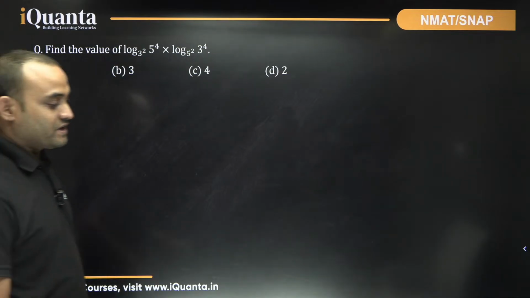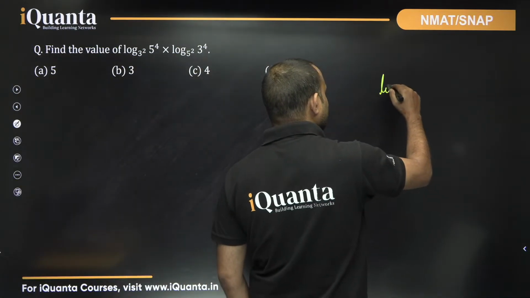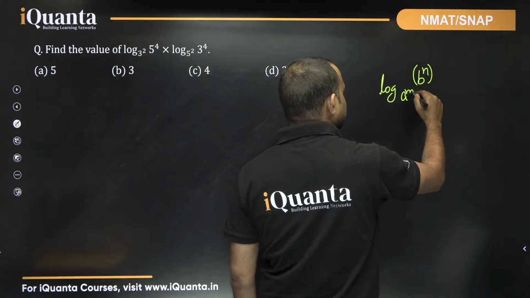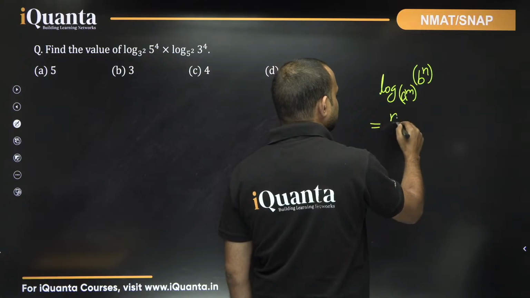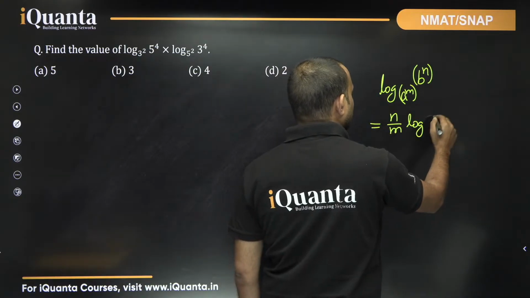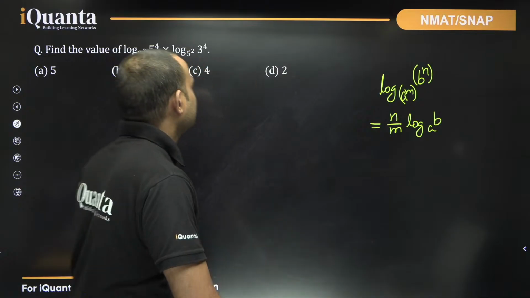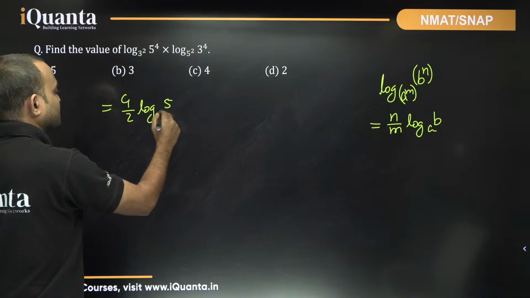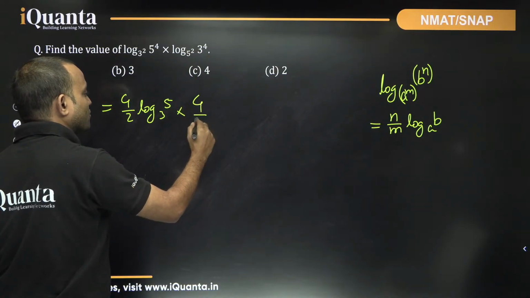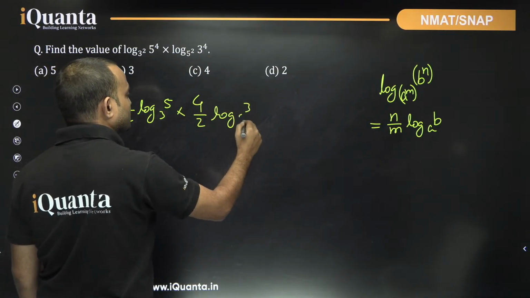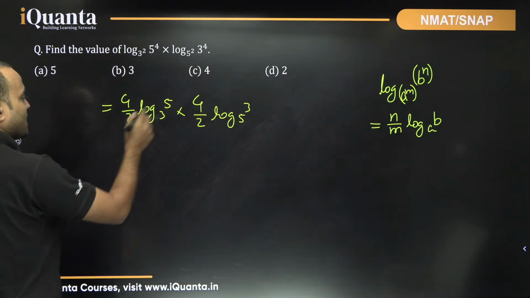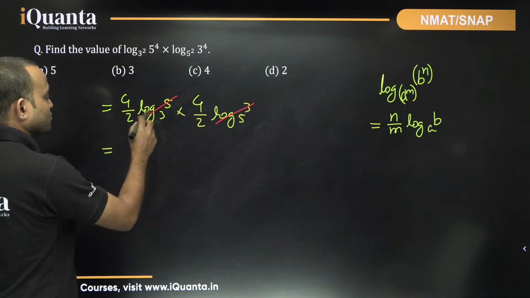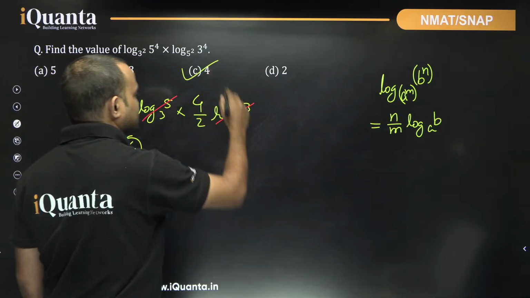Right, now this should be very easy for you guys, as we have learned some basic concepts in yesterday's class. Log b to the power n to the base a to the power m is equal to n upon m log b to the base a, right? So this we can write as 4 by 2 log 5 to the base 3 into 4 by 2 log 3 to the base 5. Now log 3 to the base 5 and log 5 to the base 3, if you multiply these two, it will become 1. So 2 into 2 is equal to 4. So option C is the correct answer.